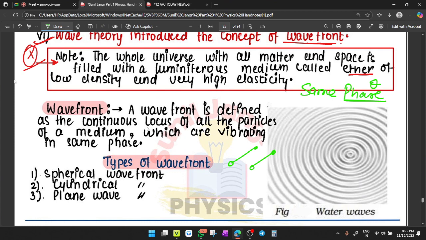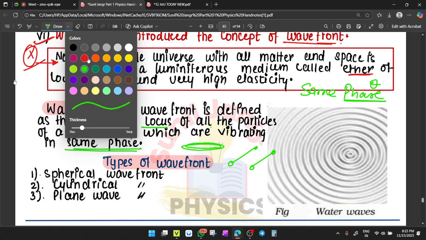A wavefront is defined as a continuous, meaning without any break, locus, meaning a jacket-like structure, of all the particles. Locus of what? All the particles of a medium which are vibrating in the same phase is called wavefront. Clear or not clear?